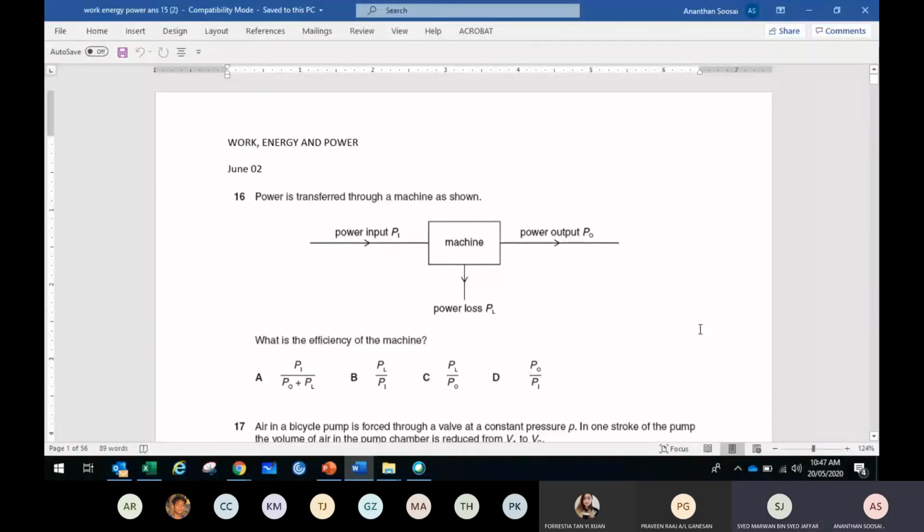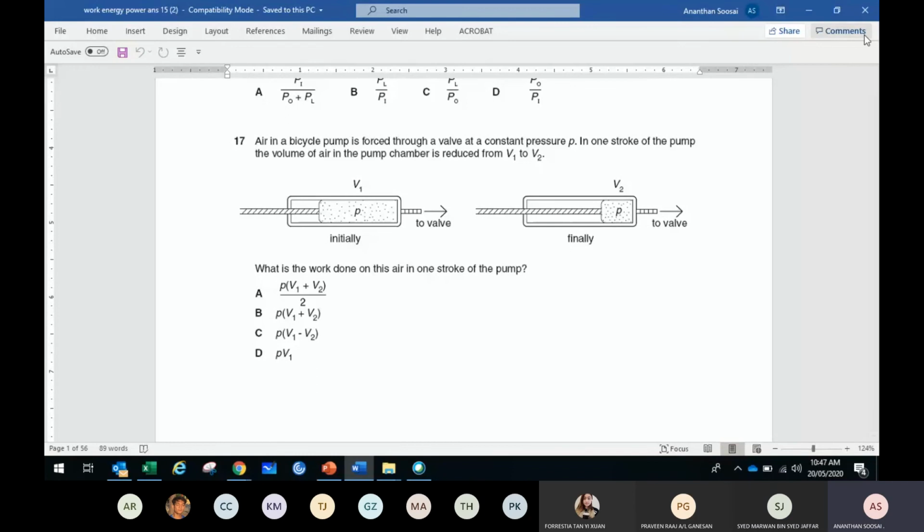Okay, question 17. What's the answer? What is the work done on this air in one stroke of the pump? Okay, the gas has been compressed. When the gas has been compressed, work has been done. So what is the work formula in compressing a gas? P changes in volume.